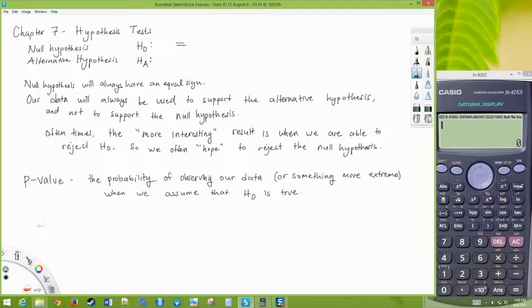And so the line of reasoning is we give the null hypothesis the benefit of the doubt, and we say, okay, well, if we assume that the null hypothesis is indeed true, how likely are we to get the result that we got? And so if it turns out that our p-value is large, or let's start off with, if the p-value is small, what does that mean?